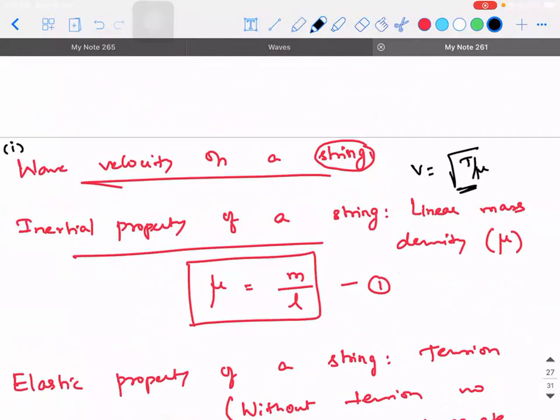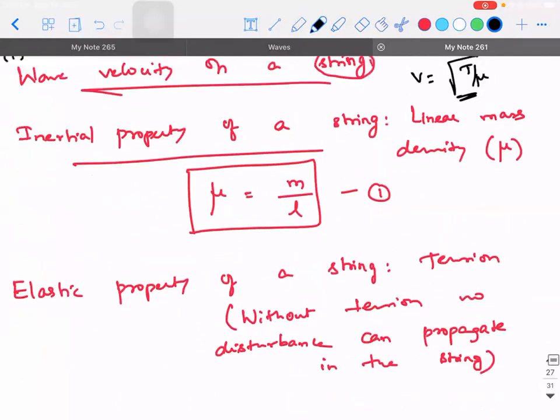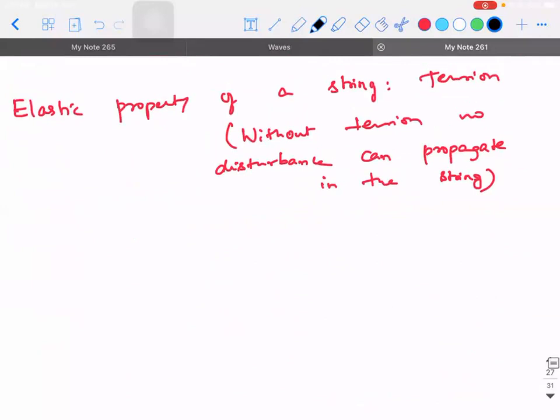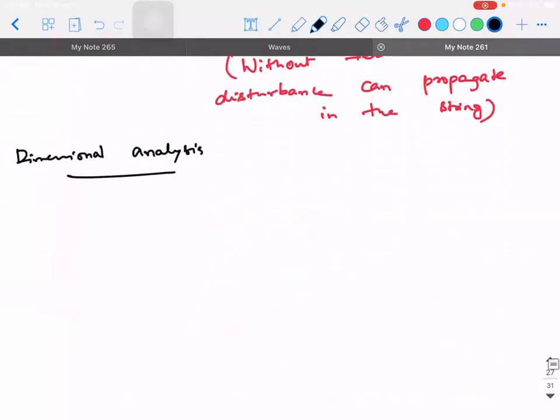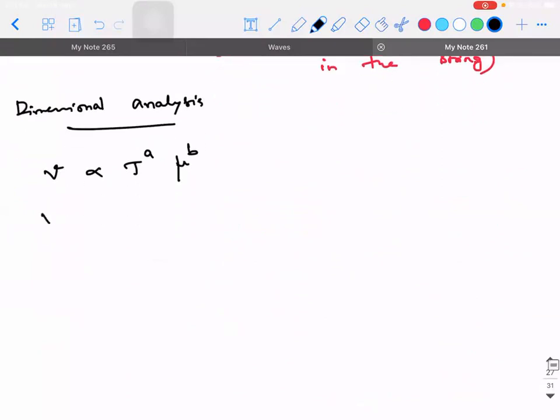Now I am actually going to show you the derivation of this. Okay. Now, I'm going to use dimensional analysis. Now see, speed is directly proportional to, can I write it as T power a into mu power b? That is how we do dimensional analysis. Right? So, v is equal to some constant k times T power a into mu power b. Accepted? Where k is a dimensionless constant.